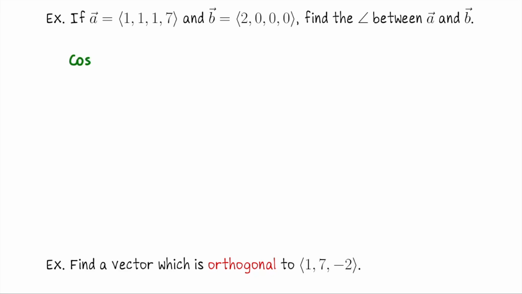So what we know is that cosine of the angle between them is going to be A dot B divided by the length of A times the length of B. Okay, so let's compute the numerator, A dot B.